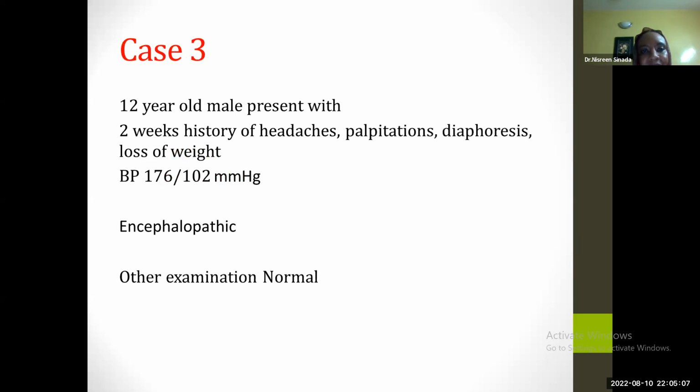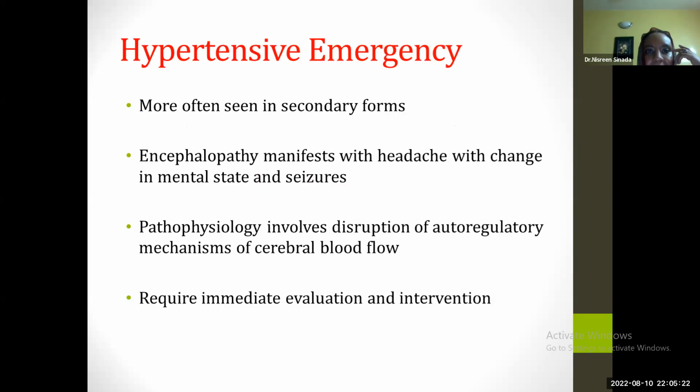And with this history, it is secondary because we have other symptoms towards the underlying diagnosis like headache, palpitation, diaphoresis, and loss of weight. It could be pheochromocytoma. So hypertensive emergency is often seen in secondary form. Encephalopathy manifests with headache and change in mental state and seizure. Pathophysiology involves disruption of autoregulatory mechanism of cerebral blood flow, requiring immediate evaluation and intervention.